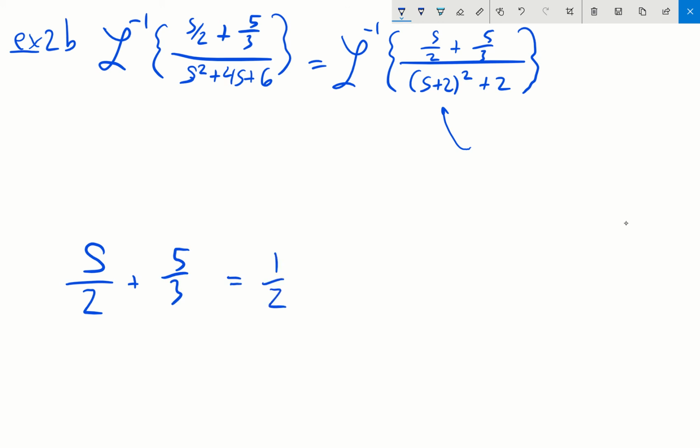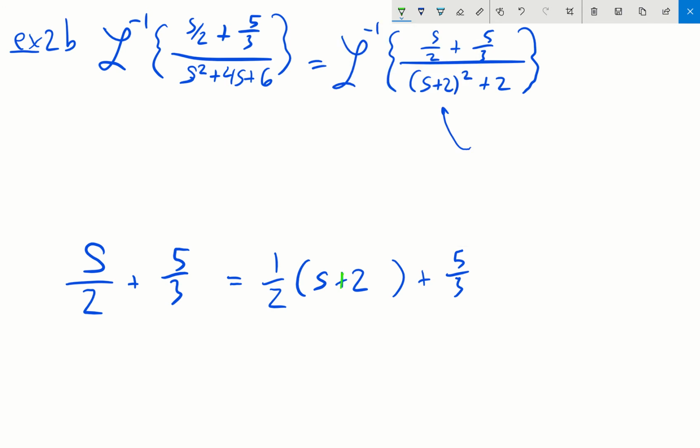Let's take the 1/2 out from the s, because we don't want to have a fraction times s. We want to think of it as the variable s, which should match up with the expression we have in the denominator, and then we have our plus 5/3. If I have an s plus 2 on the bottom, then I would like to have a variable term of s plus 2 up top.